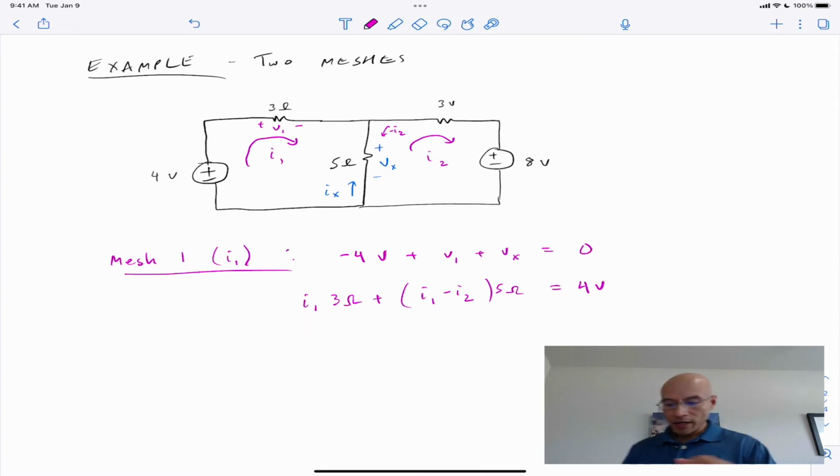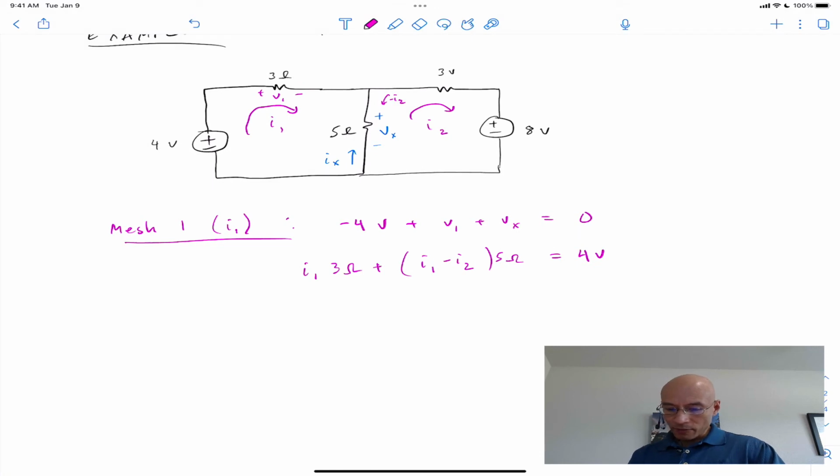Notice that I1 and I2 are not necessarily the currents that flow through the 5 ohm resistor, but a combination of the two currents is actually the thing that flows through that resistor. And consistent with the passive reference convention and I1, it's positive I1 and minus I2 flowing downward through that resistor that help us calculate Vx.